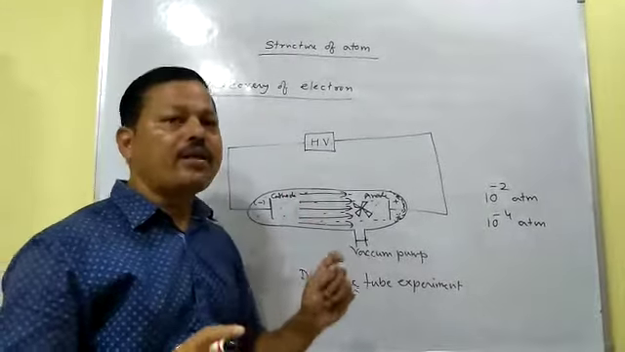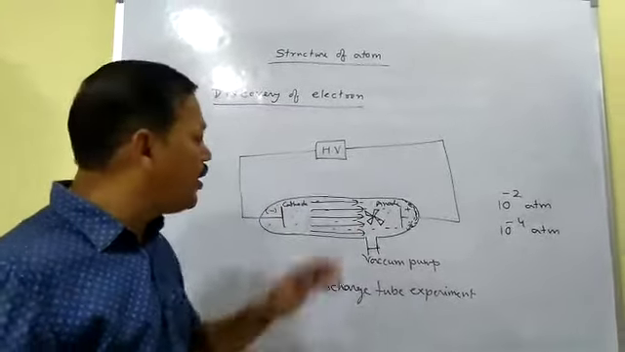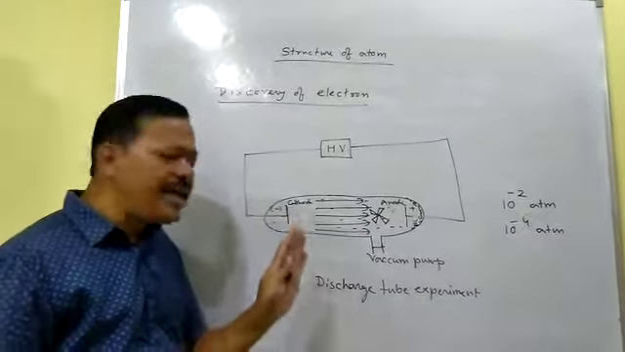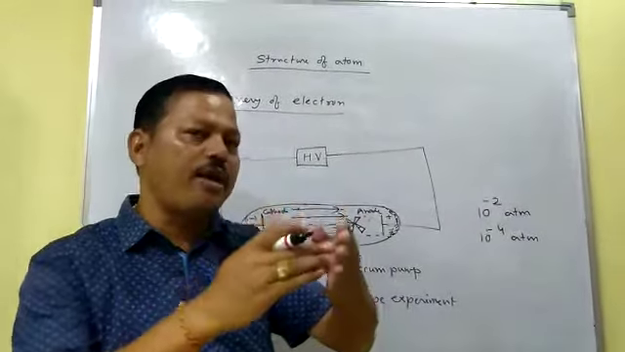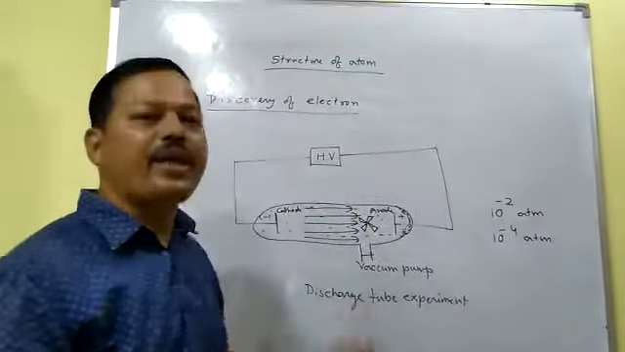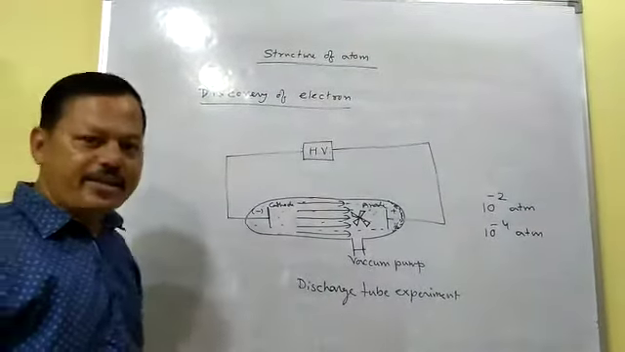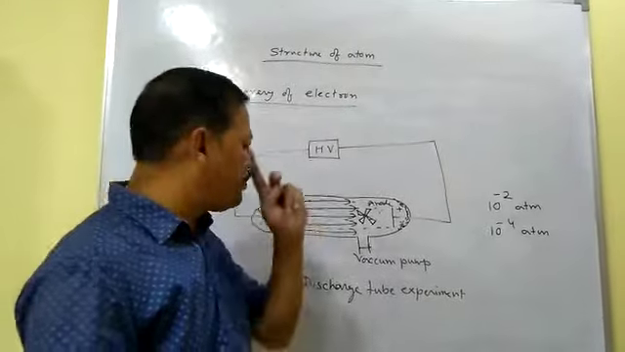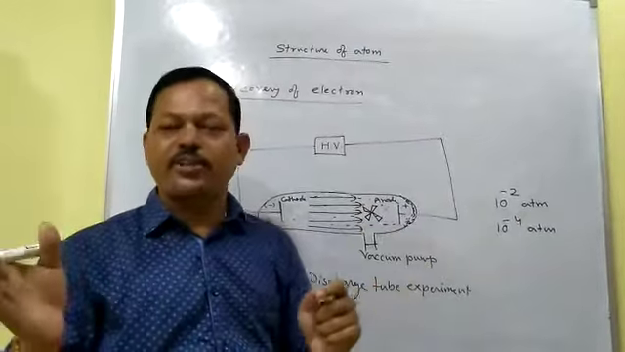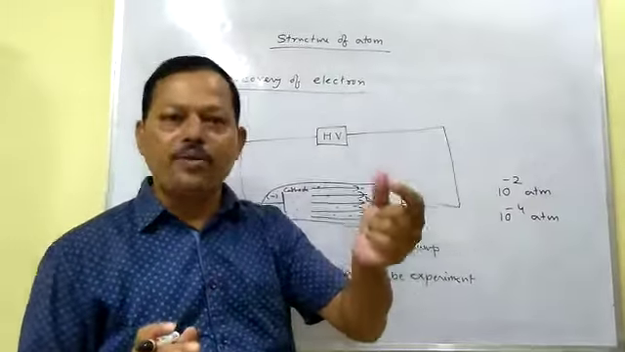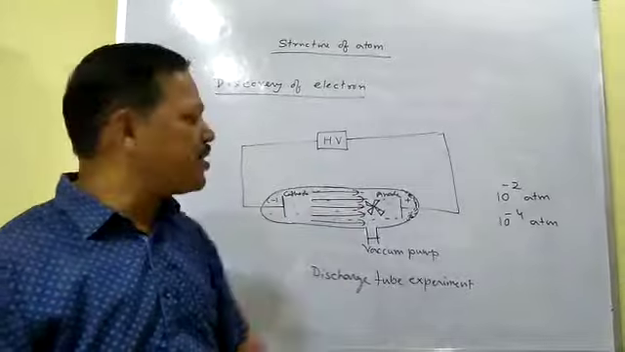Without particles, they do not have any mass. Without mass, they cannot rotate the wheel. That means the cathode rays contain some amount of mass. That's why they strike the wheel and the wheel starts to rotate. I mean, cathode rays contain some particles. After getting this, you have got two characteristics. Cathode rays always travel in a straight line. Second, when cathode rays fall on a paddle wheel, the wheel starts to rotate. That means the cathode rays contain some particles.